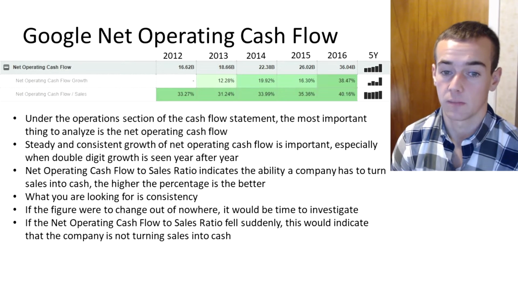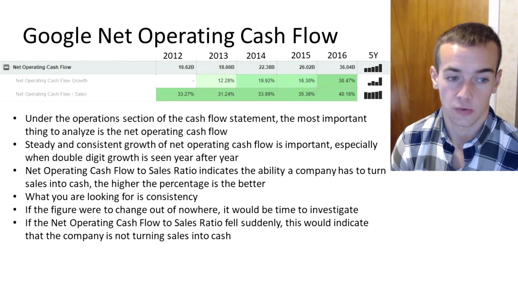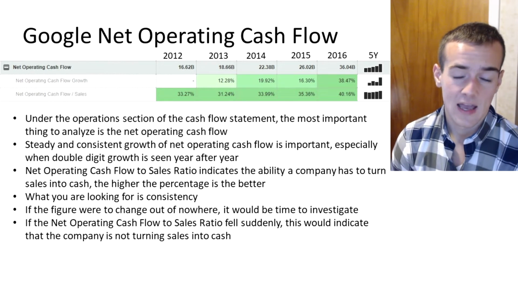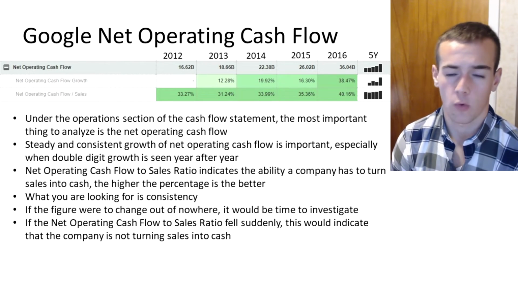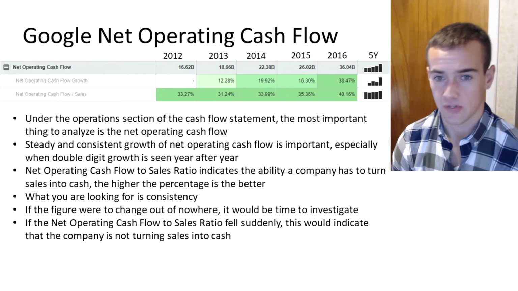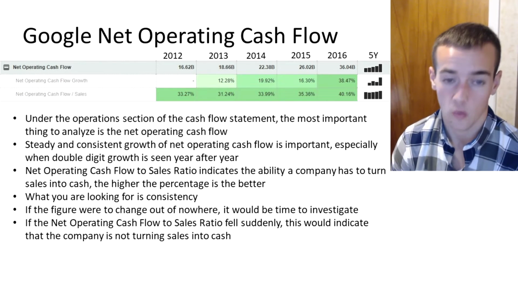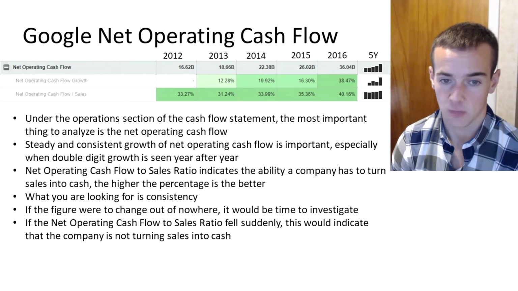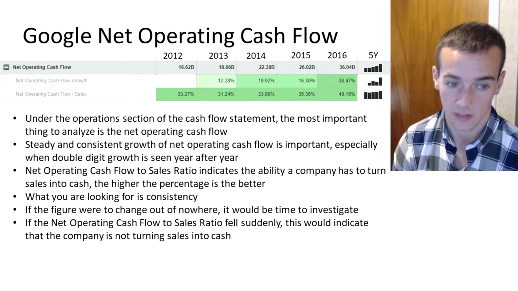Now, the other thing I look at is the net operating cash flow to sales ratio, because this indicates the ability a company has to turn sales into cash. And the higher the percentage is, the better. Because what is the good of sales? What is the point of having good sales if those sales aren't being converted into cash? You want to see a healthy amount of cash being generated from the sales that they have going on.